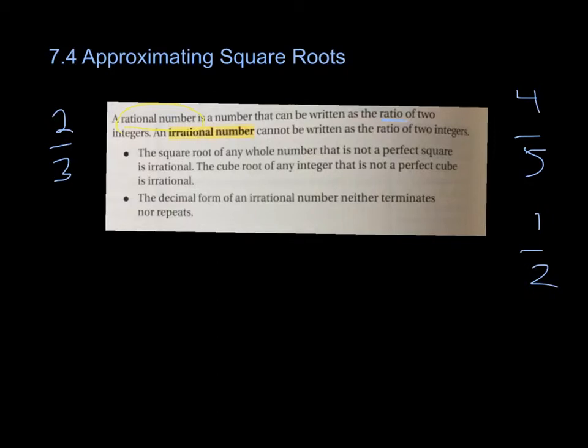An irrational number cannot be written as the ratio of two integers. So the square root of any whole number that is not a perfect square is irrational. Think about it. The square root of 16 equals 4, so the square root of 16 is rational because 16 is a perfect square, because 4 times 4 equals 16. Well, how about the square root of 15? Is there a square root of 15? No, there's not, right? This is an irrational number.